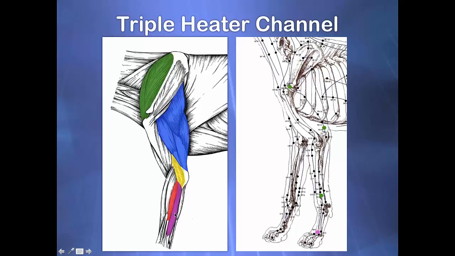These are the muscles that go with the channel, and we'll talk about them. And then here with the little points is where the meridian runs. So that's how I've got this whole presentation. So when you go back, you'll see that.